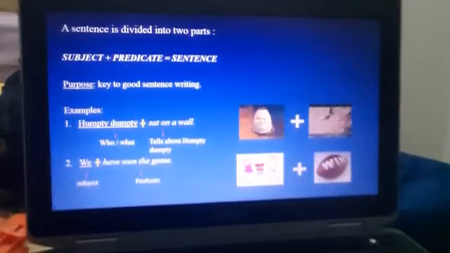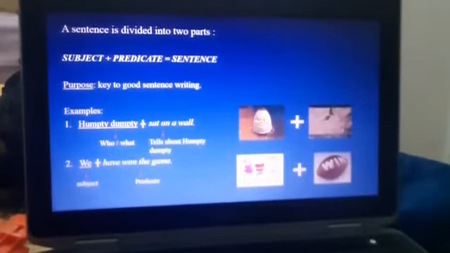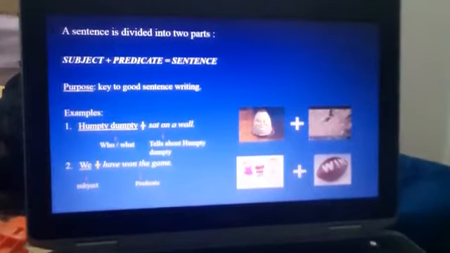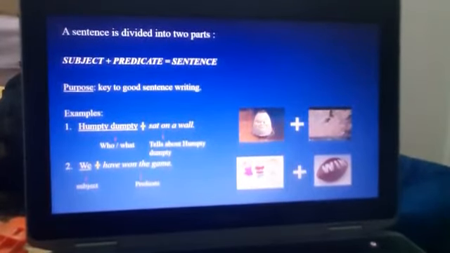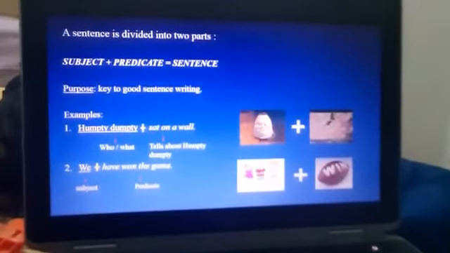The teacher is inside the classroom. Who is inside the classroom? The teacher. So the teacher becomes the subject. And what is she doing? What is being told about the teacher? Is inside the classroom. So "is inside the classroom" becomes your predicate. I hope you're understanding, children.